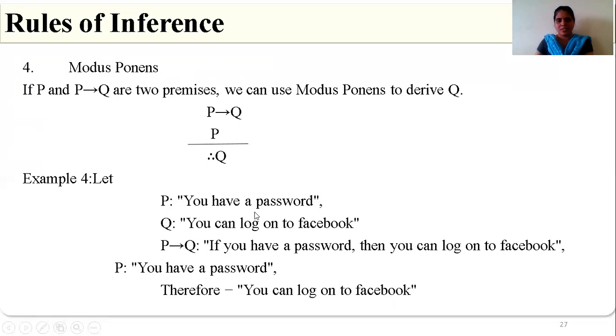According to this, consider an example: if you have a password, you can log on to Facebook. These are the two propositions. Then what are the premises here? P implies Q, that is, if we have a password, then we can log on to Facebook, is the first premise. The second premise is P, that is, you have a password. Therefore, the conclusion: you can log on to Facebook. This rule is called the modus ponens rule, and it is used for checking the validity of an argument.